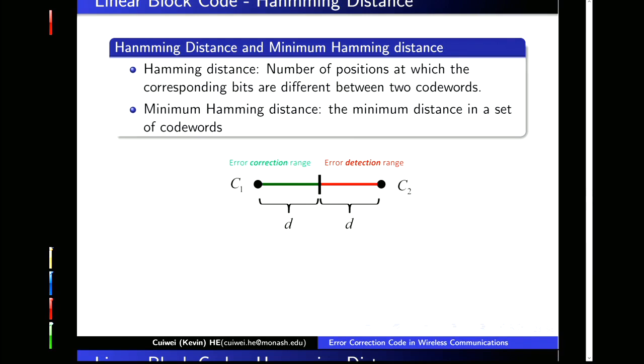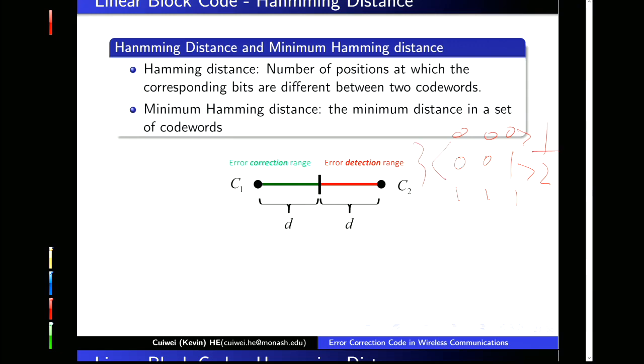The next part is about Hamming distance and Hamming weight. Hamming distance is the number of positions at which the corresponding bits are different between 2 code words. For instance, if we have a code word 001 and another code word 111, the Hamming distance is 2. The minimum Hamming distance is the minimum distance in a set of code words. If we have another one, maybe 000, here the distance is 1, here it's 3, so the minimum Hamming distance is 1.